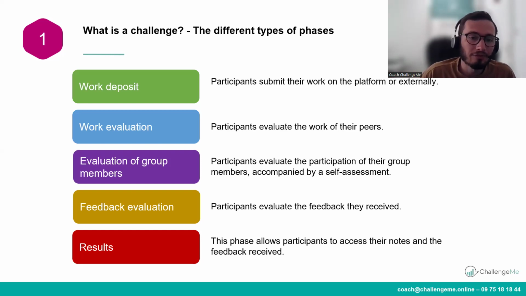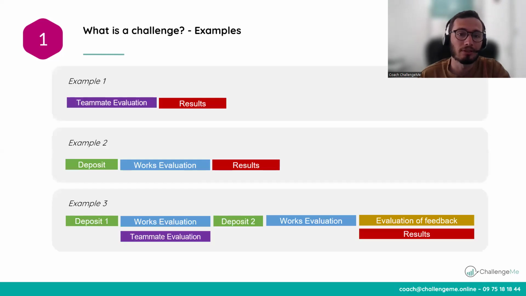We have the feedback assessment. Here the students will be able to indicate if they found the feedback they received relevant or not. And we have a result phase to calculate a score and to present the results to the participants. And with these phases, you can order them as you want. It can be one after one. It can be in parallel, depending on the format you want to create.